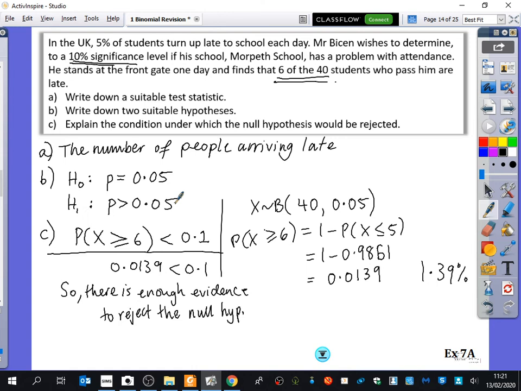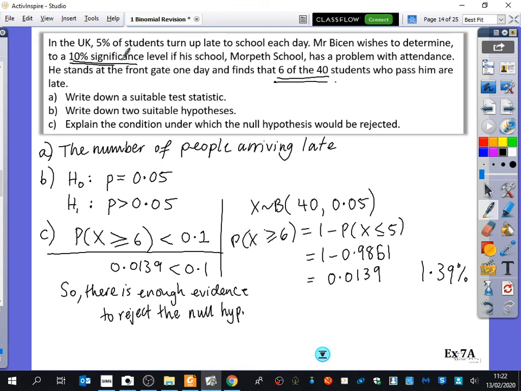An anomaly. It's an anomaly, yeah. So it could still happen as an anomaly, but it's a 1.39% chance of that happening as an anomaly. And because 1.39 is less than 10% in this case, that means that it's not. We're pretending it's not an anomaly, and we're going to say actually we think this is significant. We think that we do have a problem with lateness at the school. Okay. So it's all about saying an anomaly versus is it significant, and usually we do less than 10%.